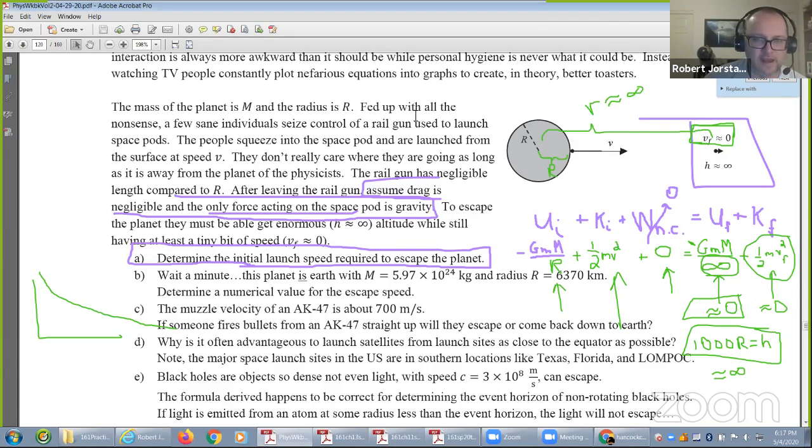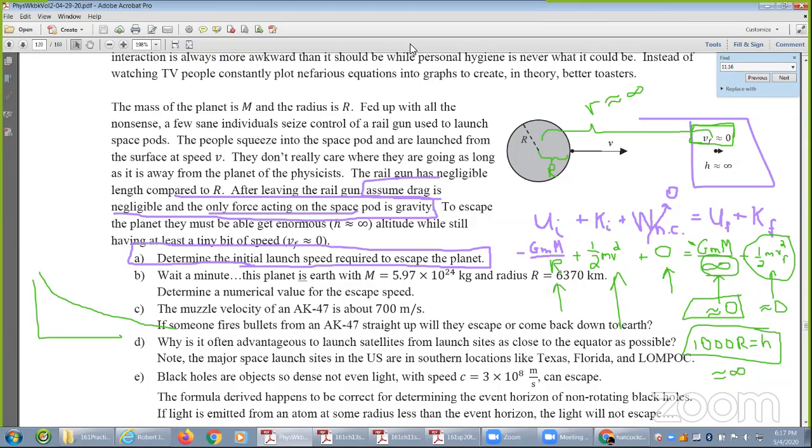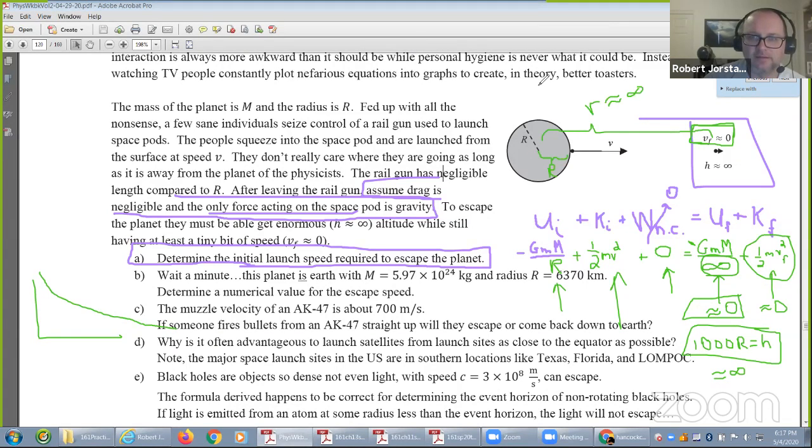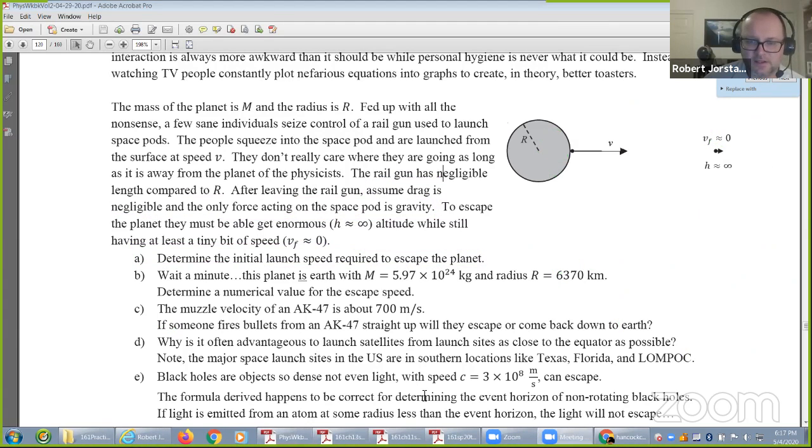So is that good on that, Nick? Yeah, we're good. It gives you the asymptotic limit of truly escaping. All right, so let's call that good. And let's go over and look at the solution, see if there's anything else in there.